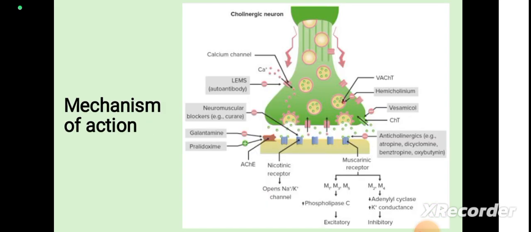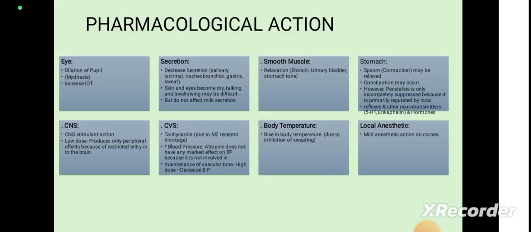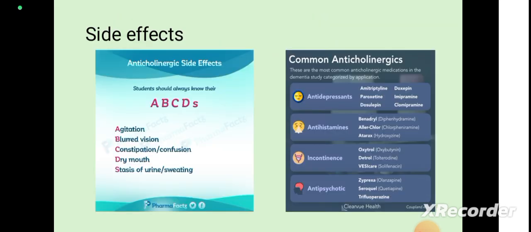So that was about the pharmacokinetics, mechanism of action, and pharmacological action. Then we have the side effects. Here you can learn anticholinergic side effects like ABCD. A is agitation, B is blurred vision, C is constipation and confusion, D is dry mouth, and S is stasis of urine or sweating. Then we have common anticholinergics that are very common medications, mostly antidepressants, antihistamines, incontinence drugs, and antipsychotics.